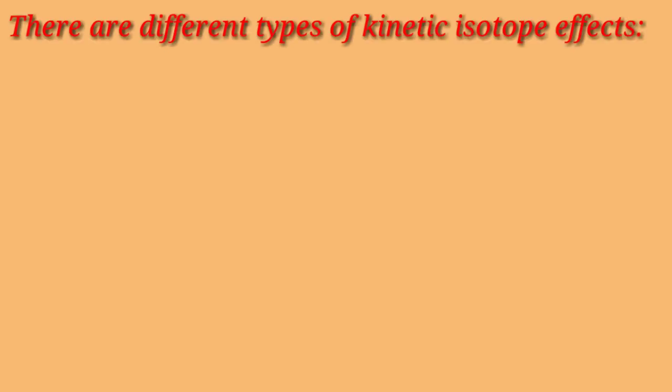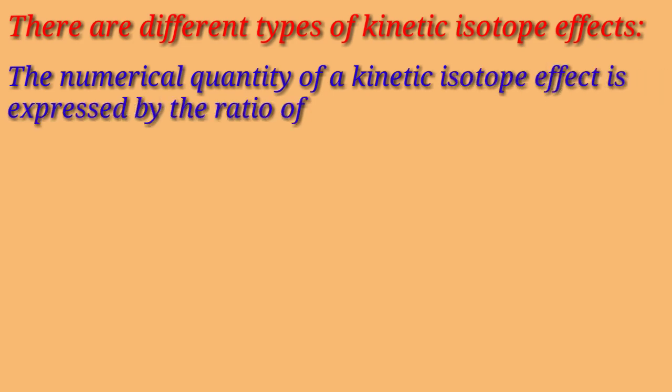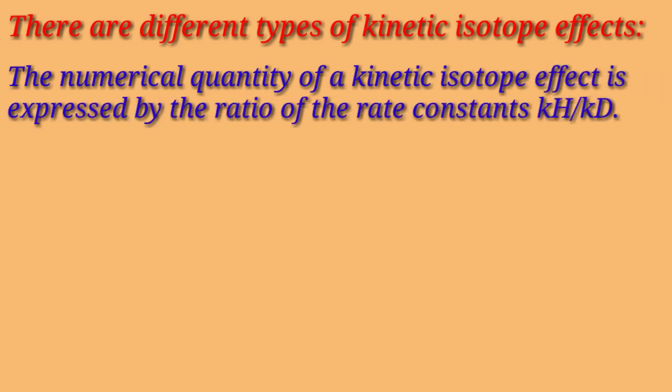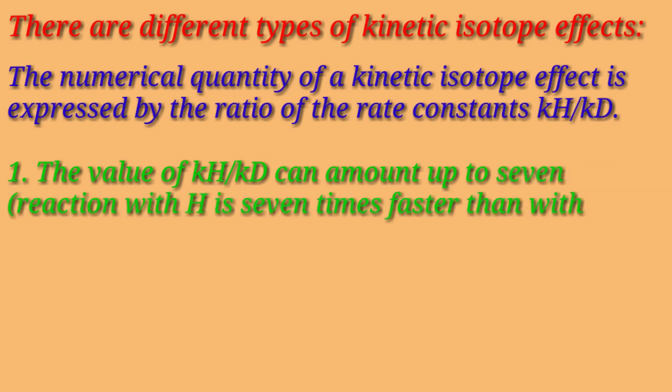There are different types of kinetic isotope effects. The numerical quantity of the kinetic isotope effect is expressed by the ratio of rate constants, that is kH upon kD. kH is the rate constant when hydrogen is present and kD is the rate constant when deuterium is present. The value of kH upon kD can amount up to 7.